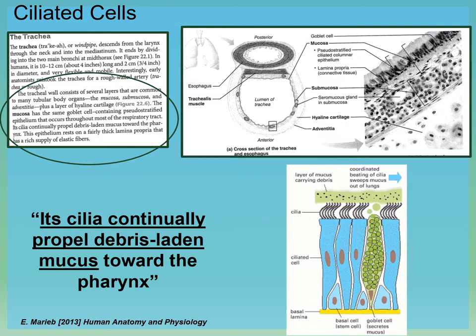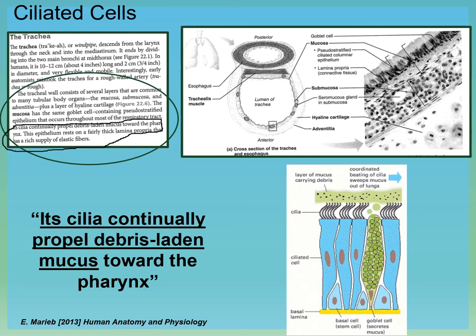Now, the other type of cell that was talked about right in the very start was a ciliated cell. Now, a ciliated cell has, I suppose, like hair-like structures that stick out of it. They're very, very small, but here we can say the mucosa has the same goblet cell containing pseudostratified epithelium that occurs throughout most of the respiratory tract. Its cilia continually propel debris-laden mucus towards the pharynx.